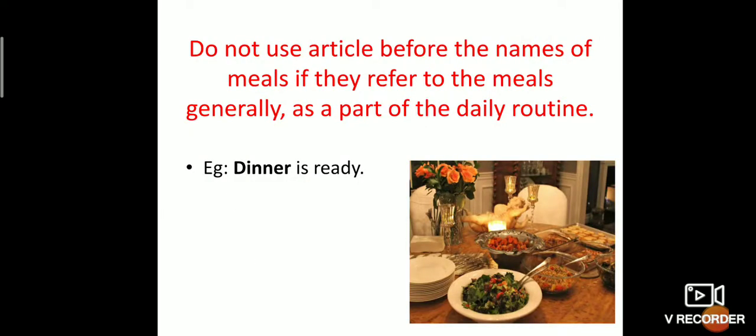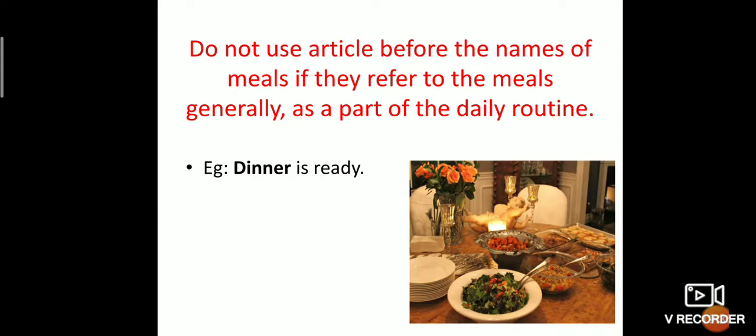Before I conclude, there are certain things which I would like to discuss. With abstract nouns, where we show feelings and ideas, there also we will not use any article. Like honesty is a rare quality. So we will not use any article with honesty. Honesty is your abstract noun.